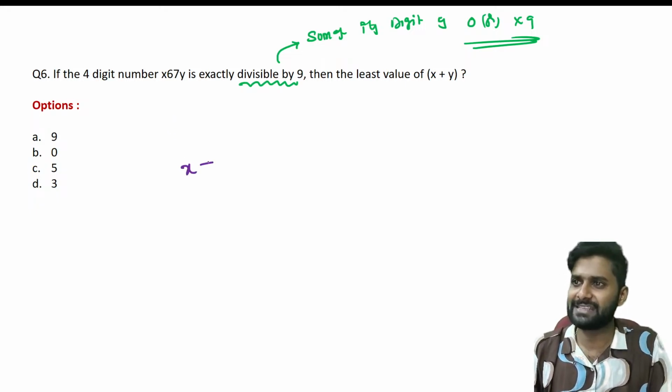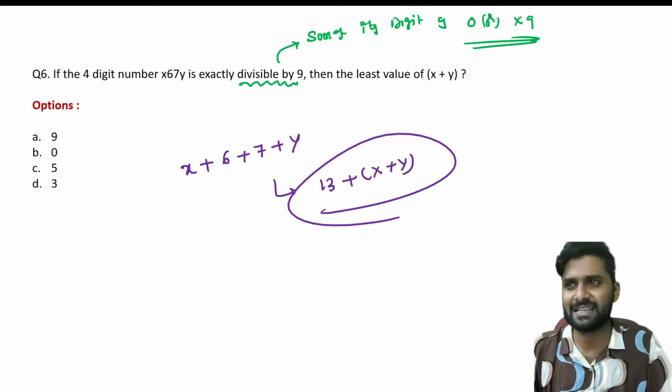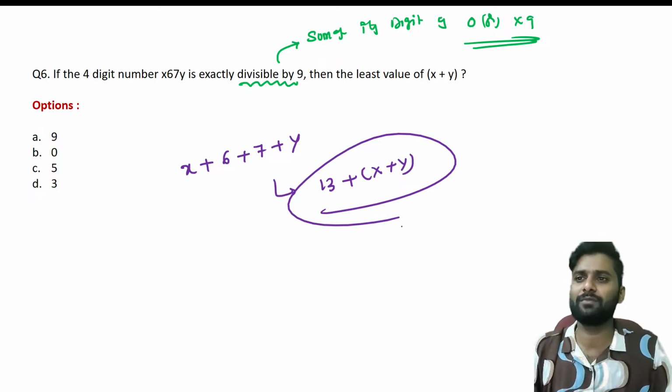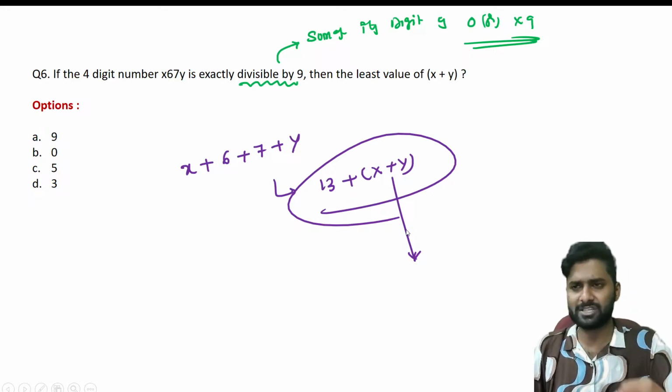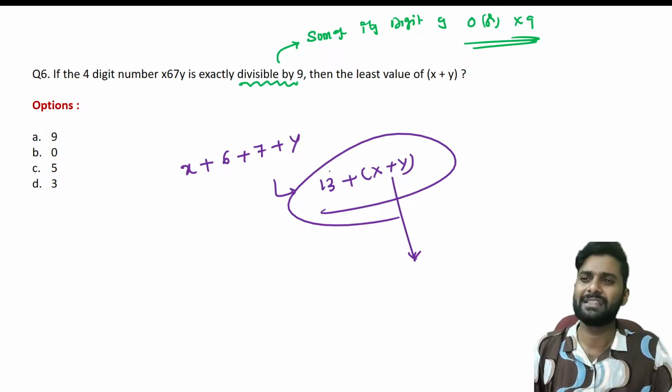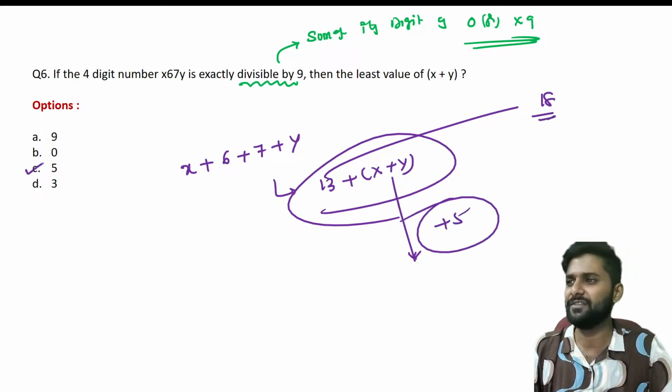Now see here, x plus 6 plus 7 plus y. What is the sum you will get? 13 plus x plus y. And they clearly mention that the result is always divisible by 9. What can be the possible value of x plus y? You already know the first multiple of 9 is 9, the next number is 18. So 13 becomes 18. We need how many more? Means x plus y must be 5 itself.